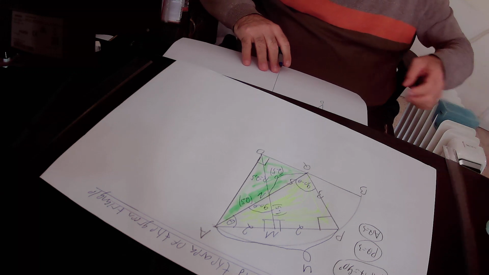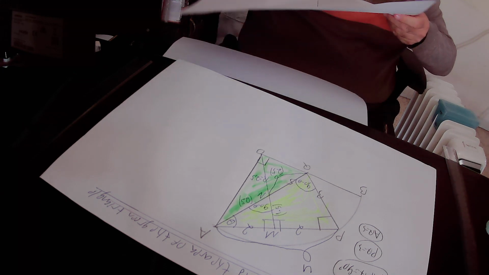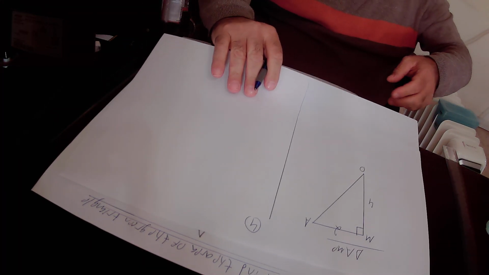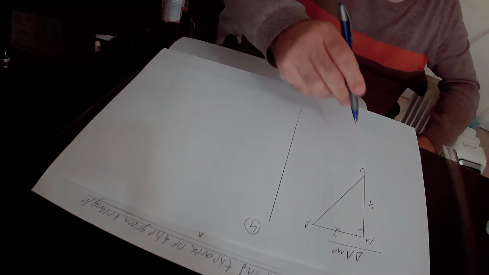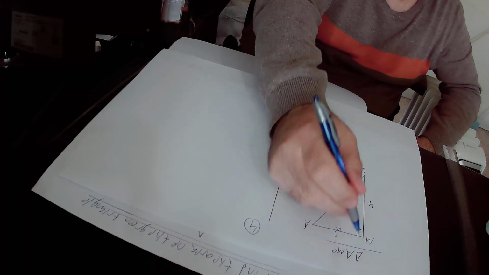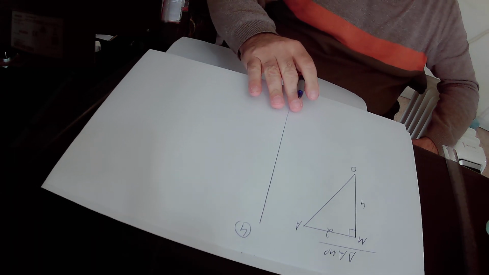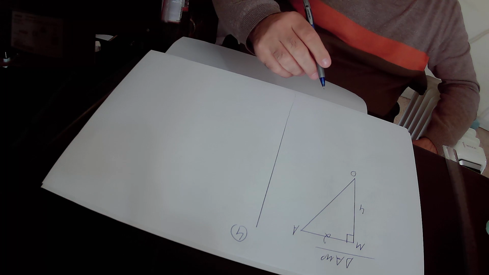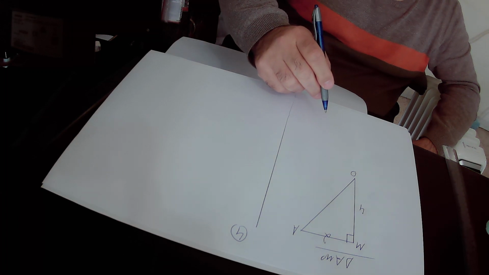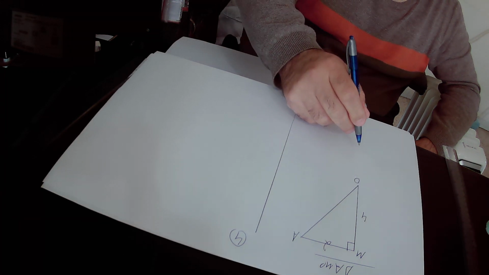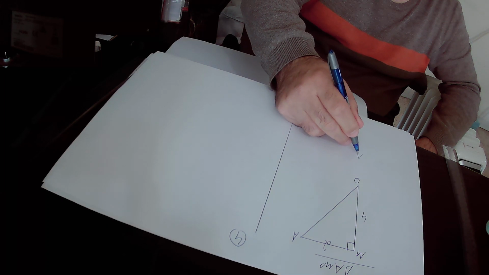So actually, this is the right triangle AMO, from the original drawing. The next step, we will implement on this right triangle AMO the Pythagoras theorem. According to the Pythagoras theorem, the square of the hypotenuse is AO squared.